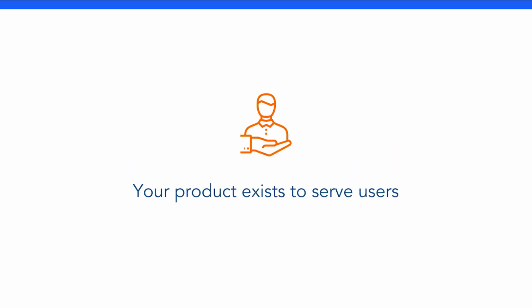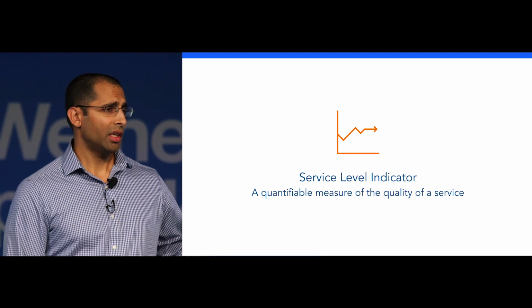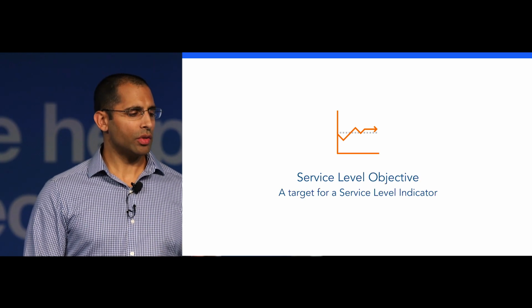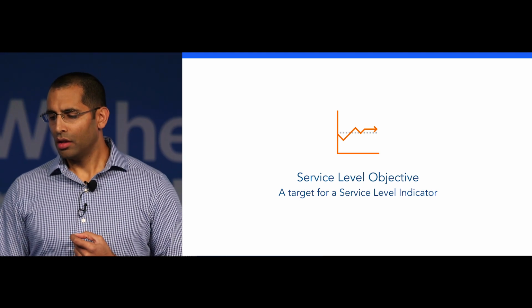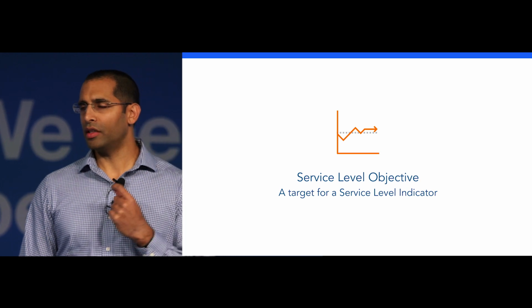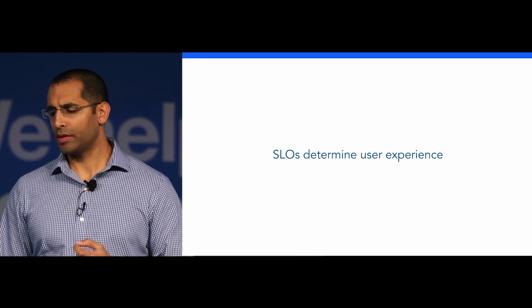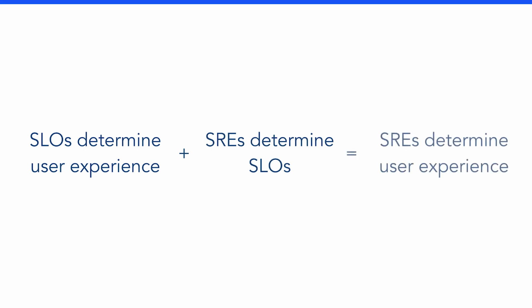Well, your product, whatever it is, exists to serve users. You use service level indicators, which are a quantifiable measure of the quality of the service, to tell how good of a job you're doing. And then you use those to set targets, which we call service level objectives. Great, okay. So these service level objectives determine the user experience. They determine how fast your site is, how available it is, how responsive it is. If SLOs determine the user experience, and SREs determine the SLOs, that means that the SREs determine the user experience.